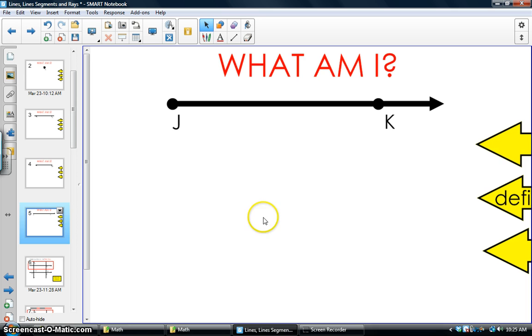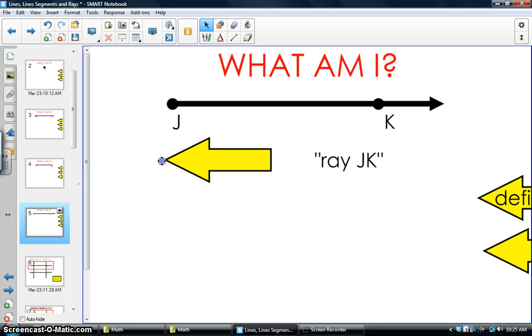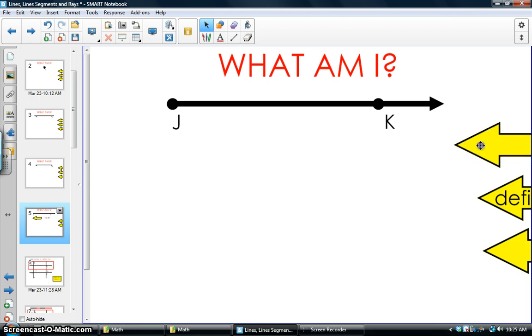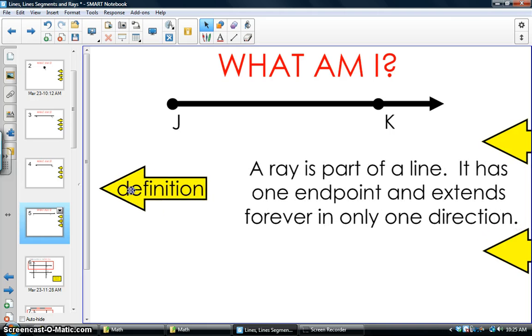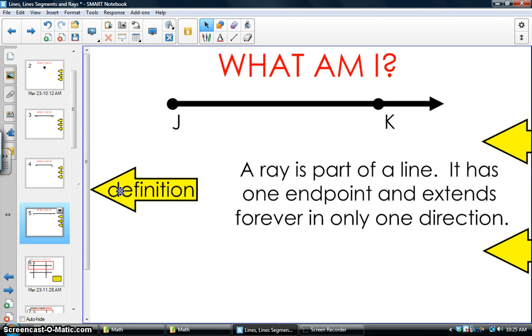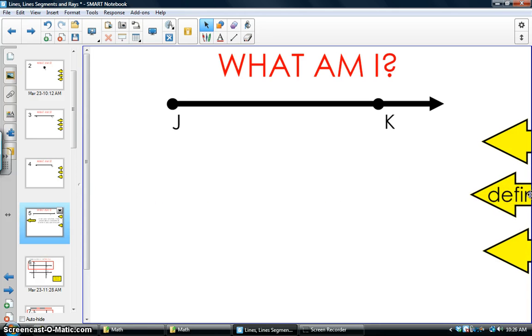This is a ray, and this is ray JK. This is different from the line and the line segment. The only way you can name this ray is ray JK, and I'll talk about that in a minute. A ray is also part of a line. It has one endpoint and extends on forever in one direction. In this case, it extends through K and keeps going to your right or my right. You cannot name this KJ because J is the starting point. So you can only name a ray with the letter that is at its starting point.